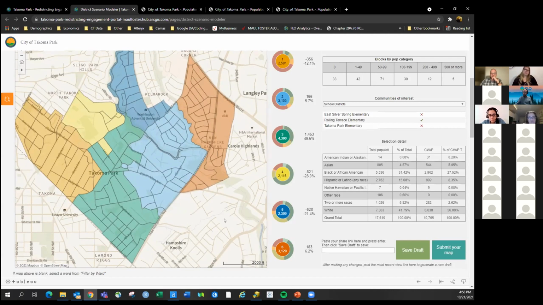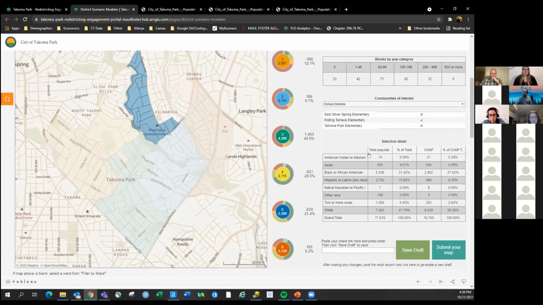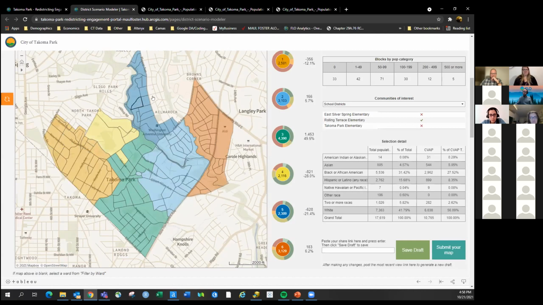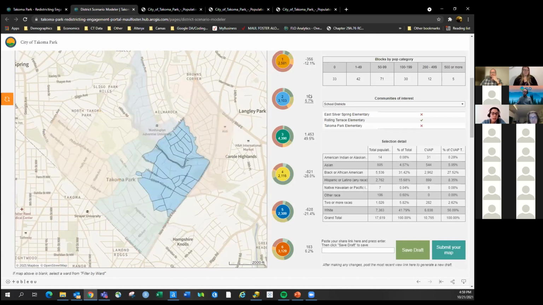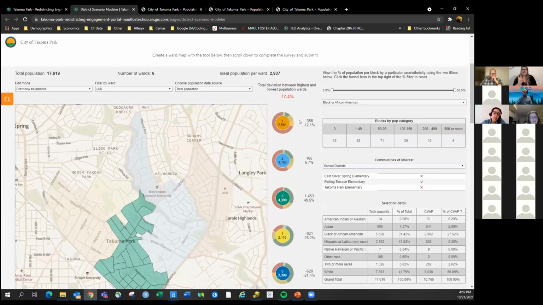I zoomed in, which I shouldn't have done. There we go. Each of these colors corresponds to a ward. So ward 1 is in this orange color, ward 2 is light blue, 3 is in this green, yellow for 4, 5 is that darker blue, and that deeper orange or rust orange is in ward 6.